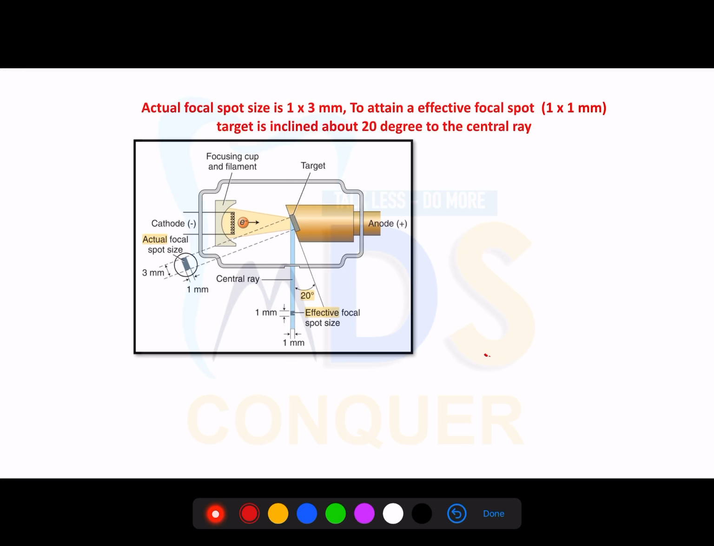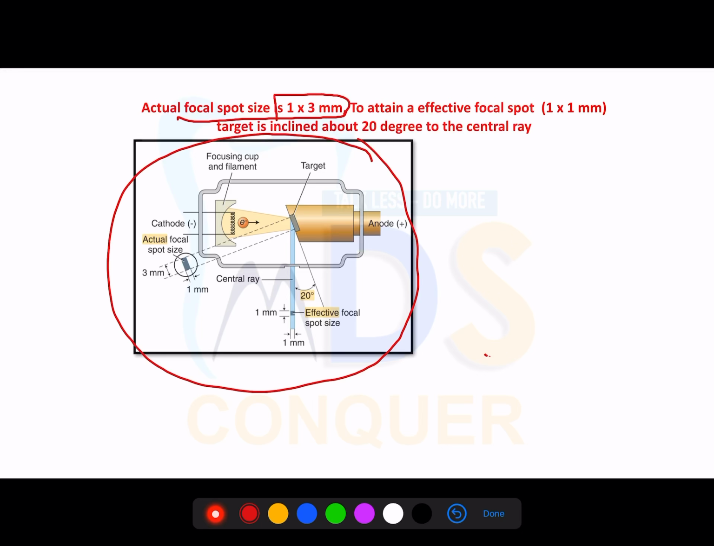So in this slide, this is an X-ray machine. People may confuse between the actual focal spot size and the effective focal spot size. So you have to remember the actual focal spot size is 1 into 3 mm, whereas the effective focal spot size is 1 into 1 mm. Remember, actual focal spot size 1 into 3 mm, whereas effective focal spot is 1 into 1 mm.